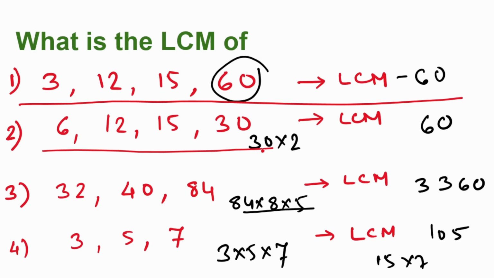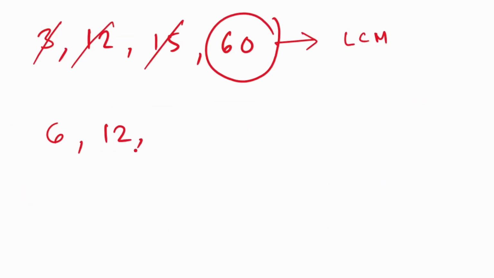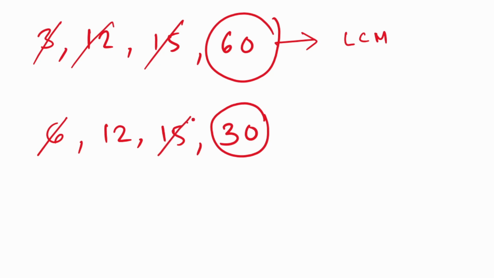6, 12, 15 and 30. Now you take the largest number. You will always start with the largest number. We'll say, is 6 a factor of 30? Yes. 6 5s are 30. Cancel this. Is 15 a factor of 30? Yes. 15 2s are 30. 12 is now not a factor of 30. Now you will say, what do we do now? So what you do is you take the largest number, multiply it with 2 and you get 60. Is 60 now a multiple of 12? Yes. So the LCM is 60.